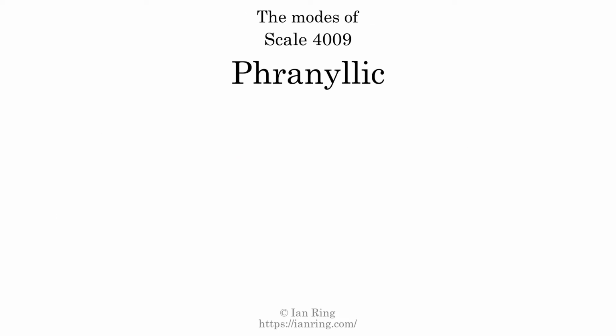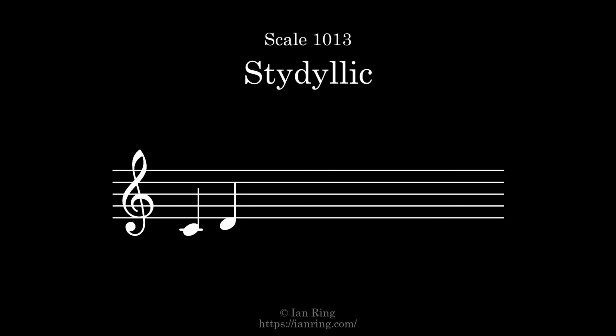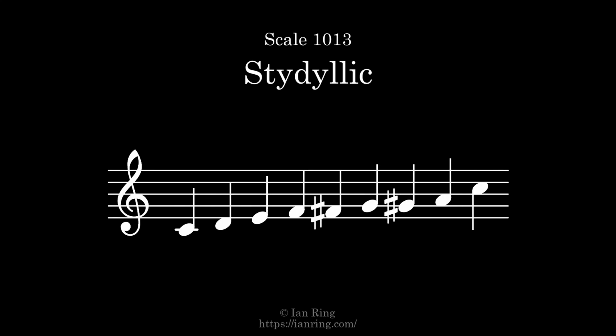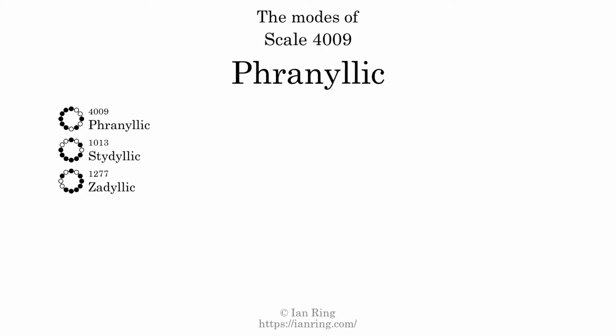This scale has 8 modes. The first mode is itself. The second mode is scale 1013, also known as Phranyllic. It sounds like this. The third mode is scale 1277, also known as Phranyllic. It sounds like this.